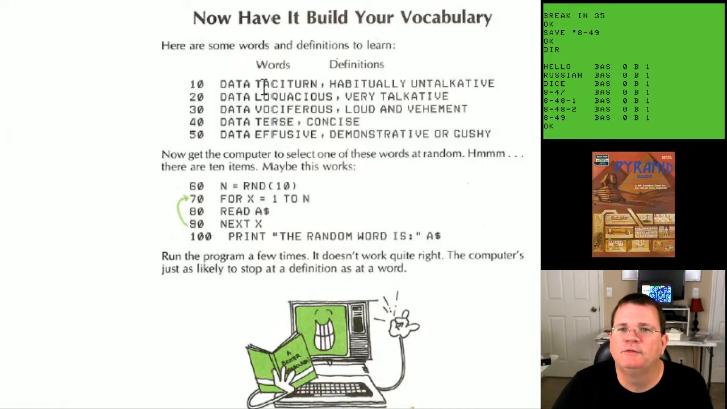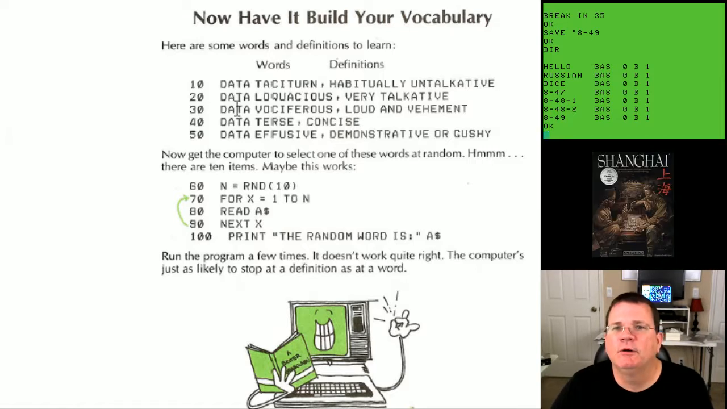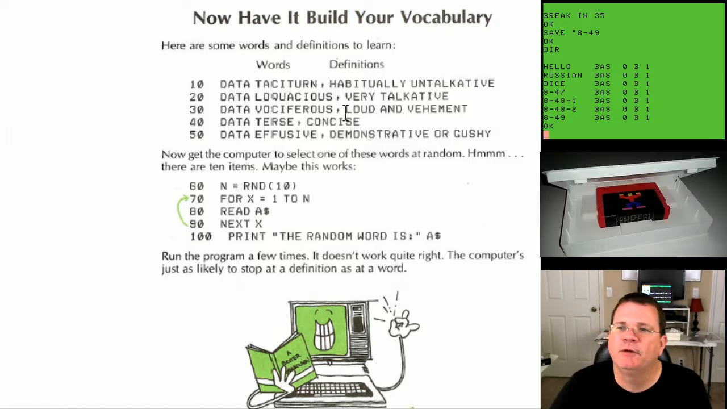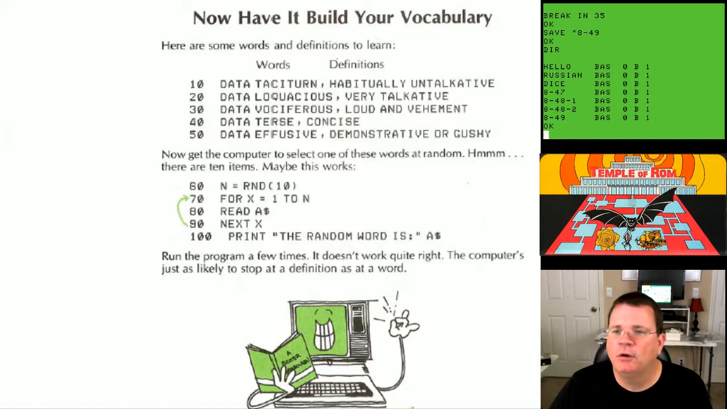The word is taciturn. Definition is habitually untalkative. The word is loquacious. Definition is very talkative. Word is vociferous, which is loud and vehement. The word is terse, which is concise. And the word is effusive, which is demonstrative or gushy. Okay, so vocabulary lessons there for you folks. So now, get the computer to select one of these words at random. So we're going to type in this code right now.